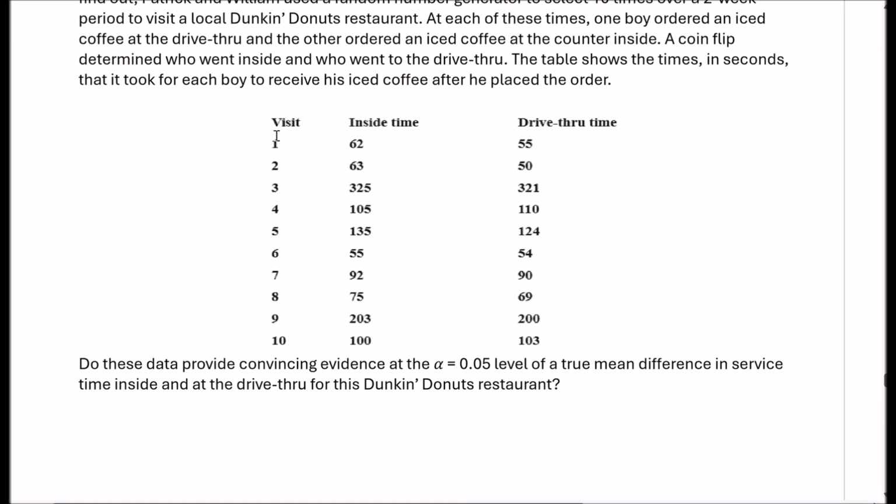All right, so it looks like on the same visit, you have one that did inside, one that did in the drive-thru. And so this looks like it's paired data, right? So we're looking at paired data. So we're going to do a 1 sample t-test for the mean difference, okay? So this is a paired t-test. Okay, so now that we established that, we're going to continue.